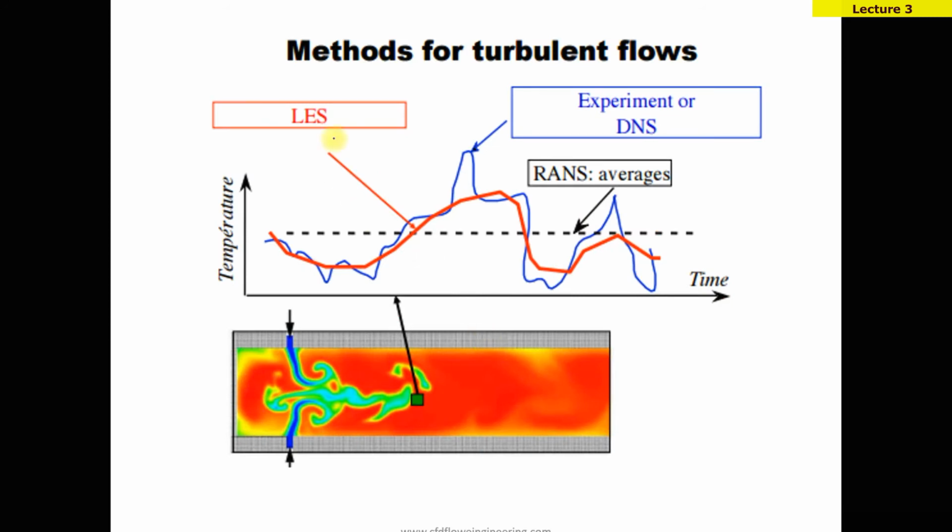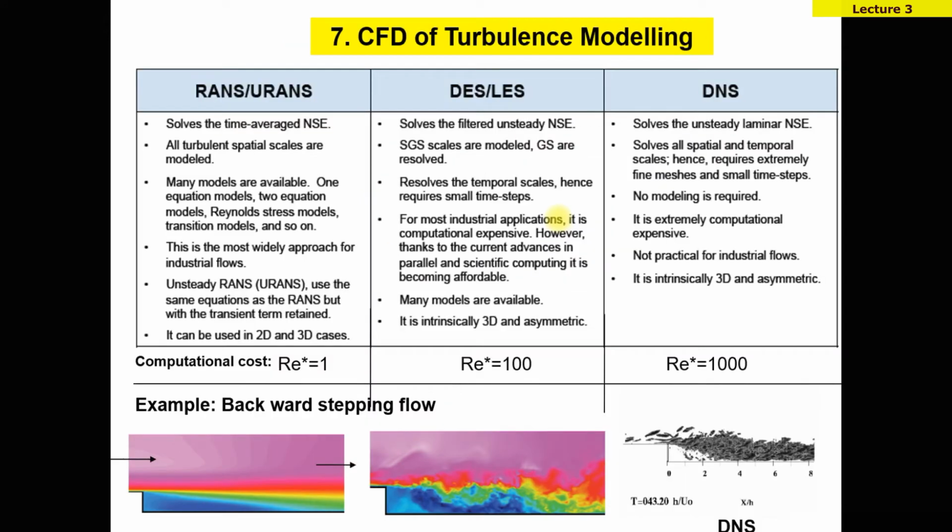Here I have compared DNS, LES and RANS with respect to time. In RANS, time averaging is carried out, so we won't capture fluctuation. In LES, we can see some fluctuation. We can capture some level. But in DNS we can capture the smallest level of fluctuation. DNS is ideal. In LES there is a slight approximation. RANS is totally based on approximation, but RANS is less expensive.